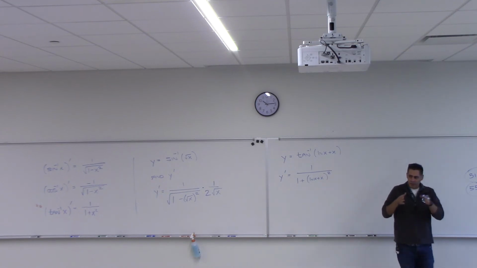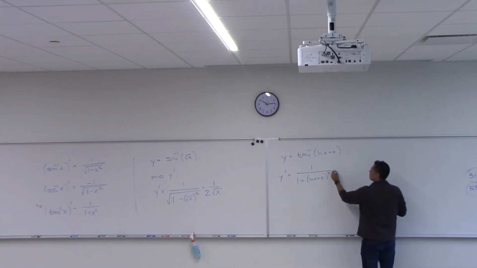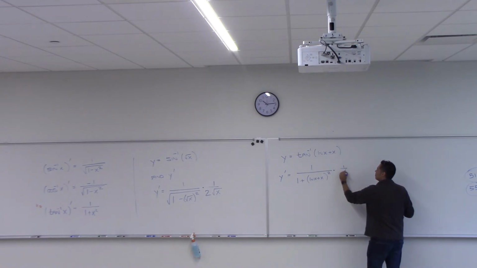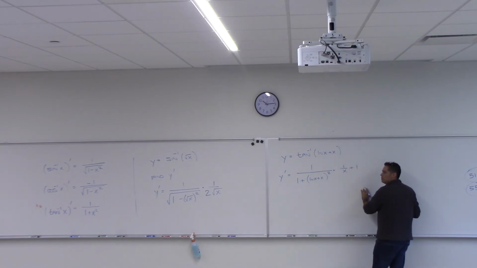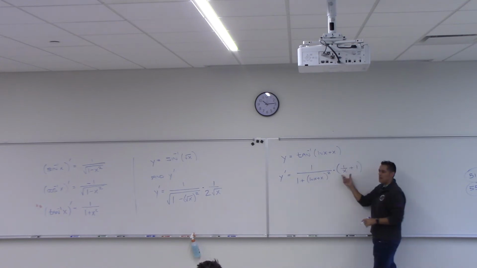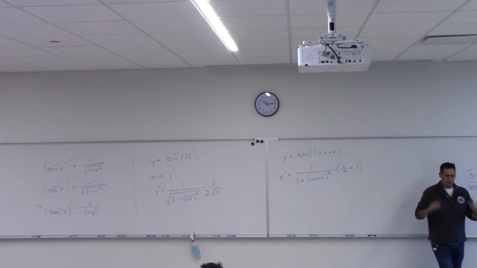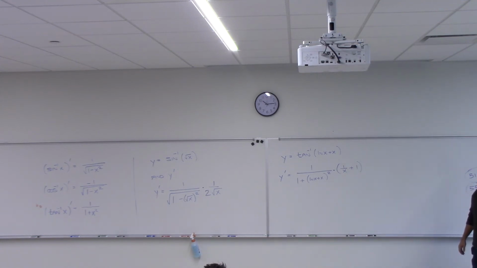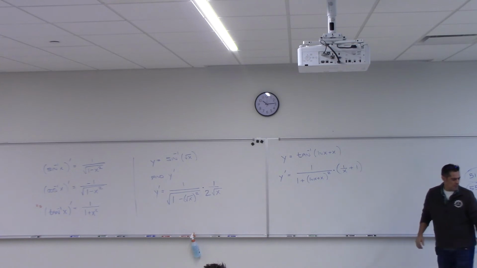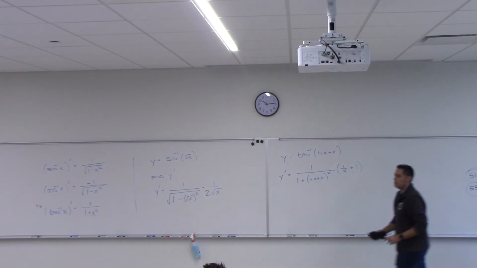Now, chain rule, take the derivative of what's in there. What's the derivative of what's in here? 1 over x plus 1. Do I need parentheses? Yes. It's chain rule, right? So it's this times that. You have to have both terms together. There we go. That would be it. Get the idea?